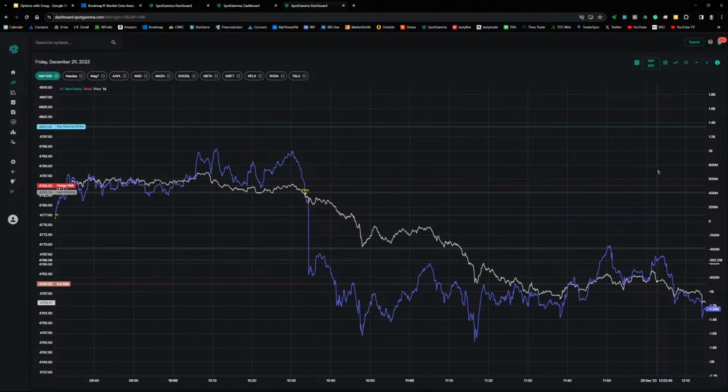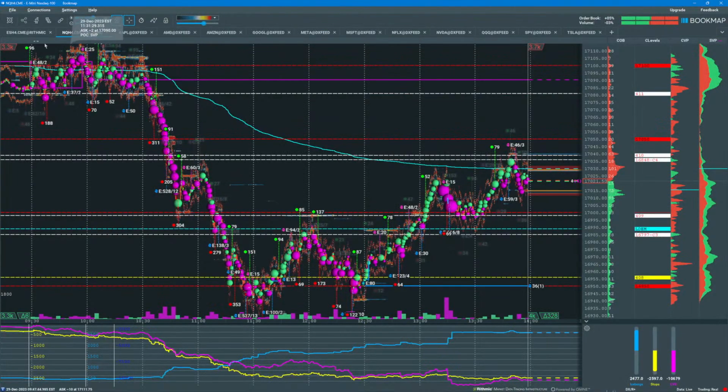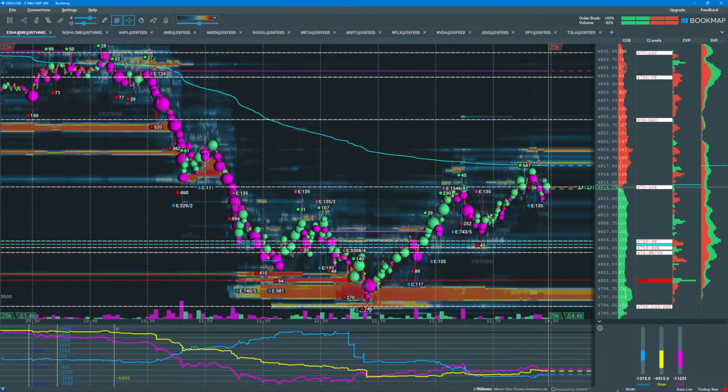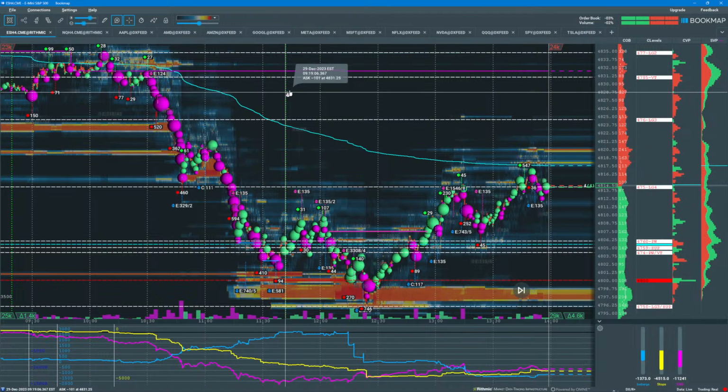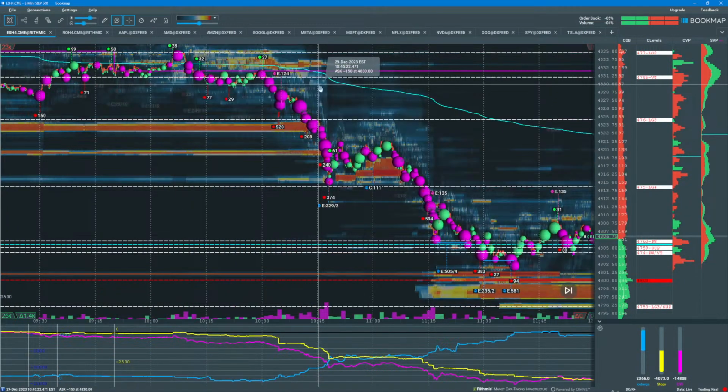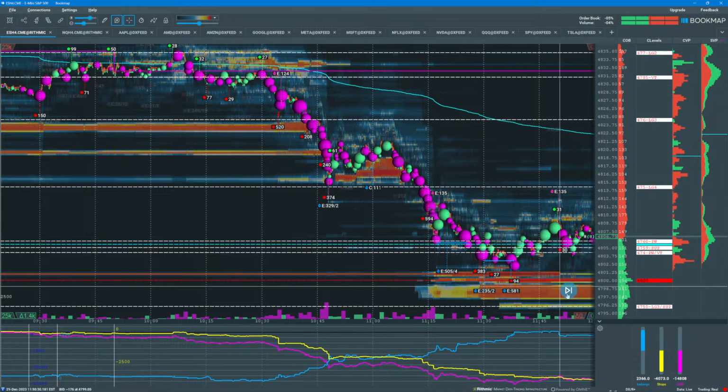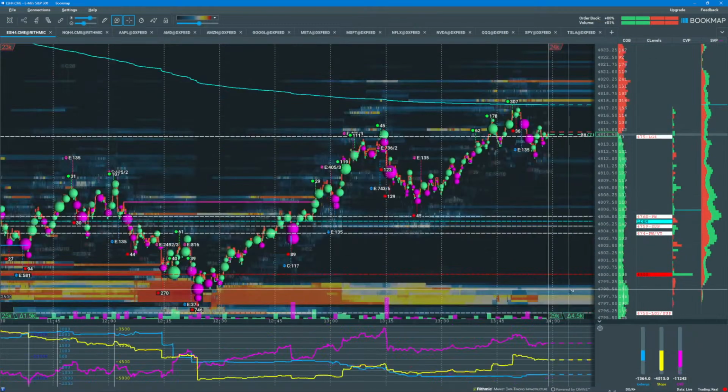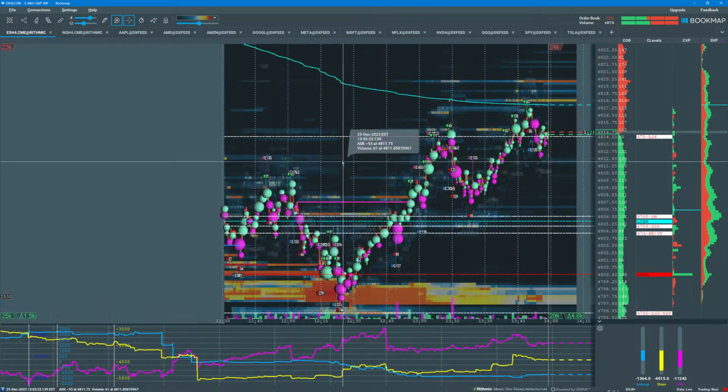All right, so separating out puts and calls, in this case, provided way more clarity. All right, let's go take a look at Bookmap now. We'll go back to ES. And I'm going to zoom in here on the morning session.